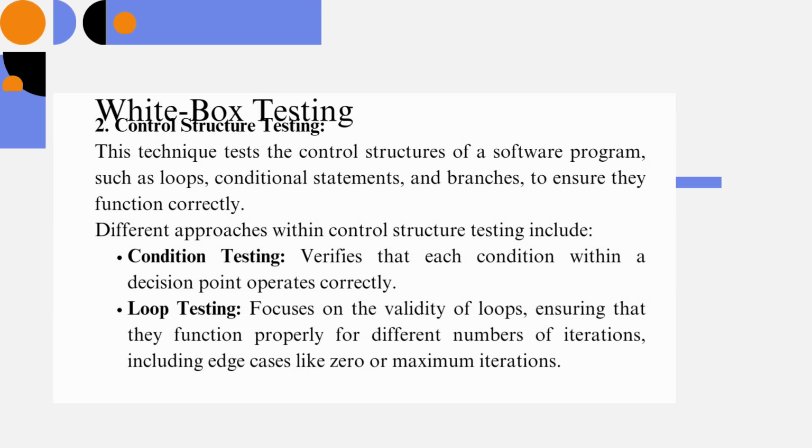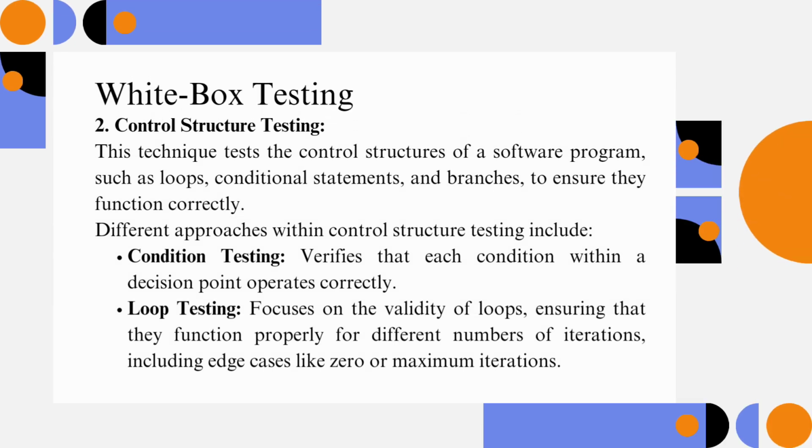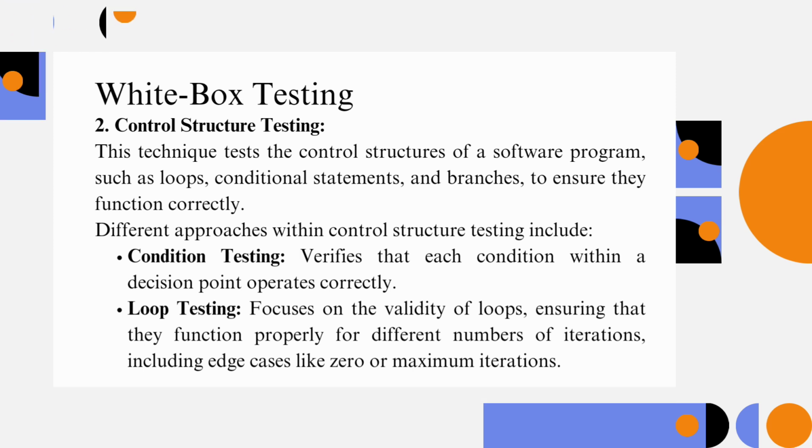Control structure testing. This technique tests the control structures of a software program, such as loops, conditional statements, and branches, to ensure they function correctly. Different approaches within control structure testing include: condition testing verifies that each condition within a decision point operates correctly. Loop testing focuses on the validity of loops, ensuring that they function properly for different numbers of iterations, including edge cases like 0 or maximum iterations.